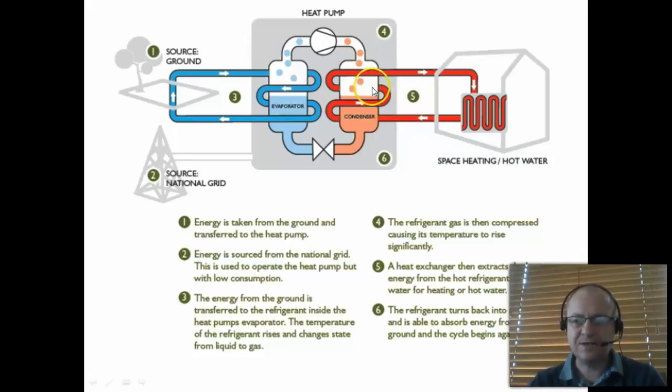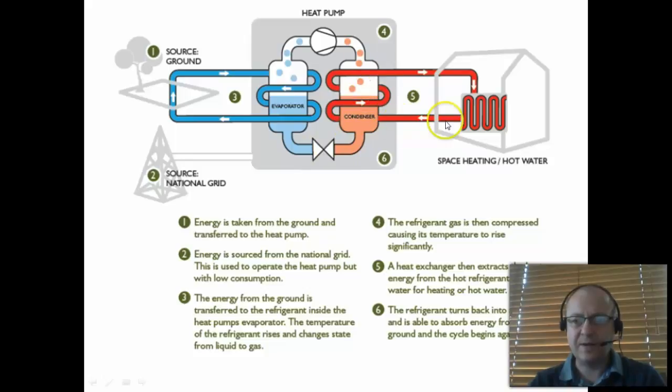So this is your condenser side. So it then extracts the heat from the condenser side of the heat pump and extracts the energy and puts it into your hot water for heating or for domestic hot water applications. And then the final step in section 6 is the refrigerant comes out. It comes out as a warm liquid.